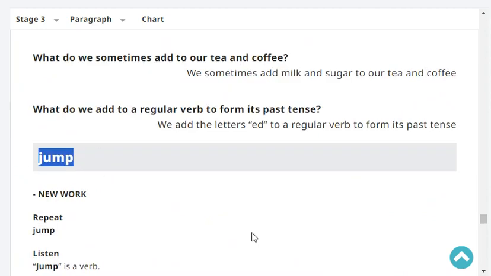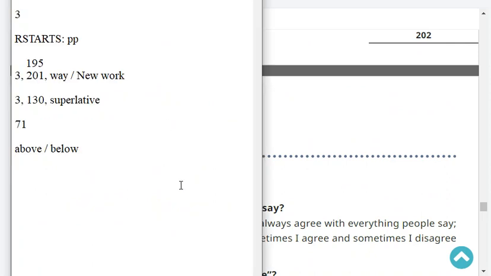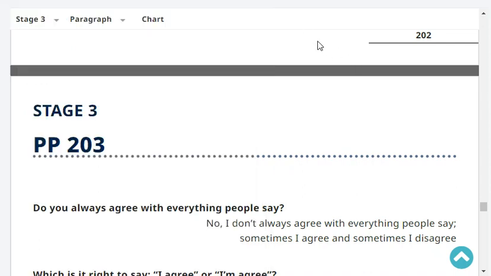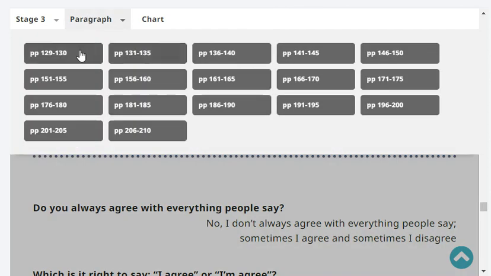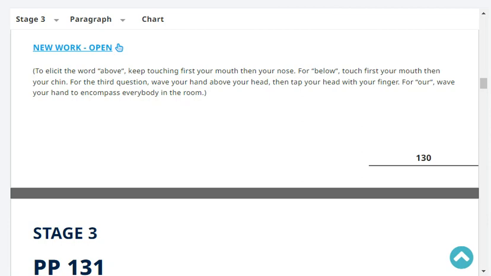Okay, very good. Our reading is at stage 3, page 130. Last headword was superlative. Okay, start with headword above, below. Okay. 130, above, below.